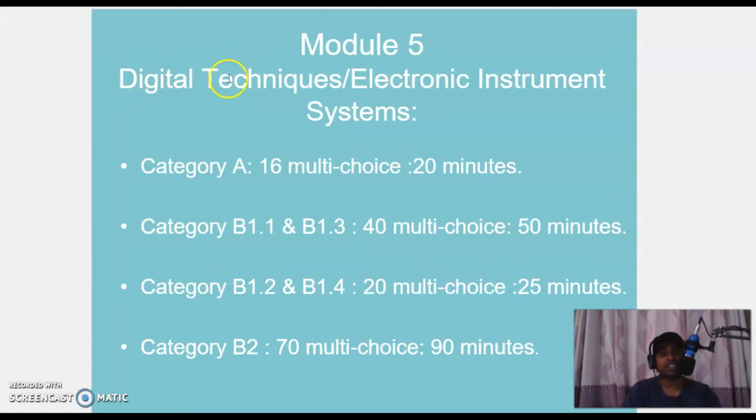Module 5 digital techniques, electronic instrument systems, kind of an important module. Category A has 16 MCQs, 20 minutes, and category B1.1 and B1.3 have 40 MCQ questions and 50 minutes, and category B1.2 and B1.4 have 20 MCQs and 25 minutes, and category B2 70 MCQs and 90 minutes. So B2 has more questions, right?